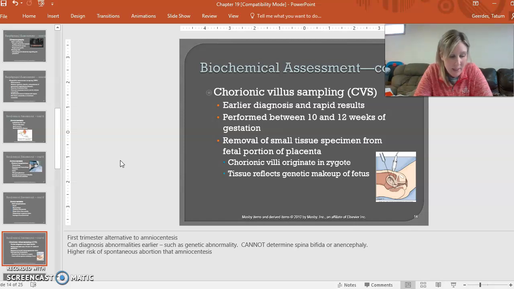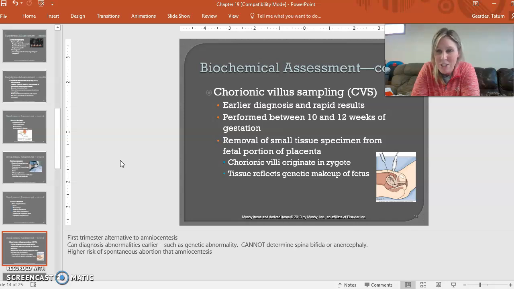And basically, they aspirate this tissue using a syringe. The type of tissue that they take reflects the genetic makeup of the baby, so they can tell a lot by this. Again, we can assess for any chromosomal anomalies, but we cannot assess for spina bifida or any neural tube defects with this. Post-procedure, there could be some vaginal bleeding that occurs, any cramping, we have to monitor.